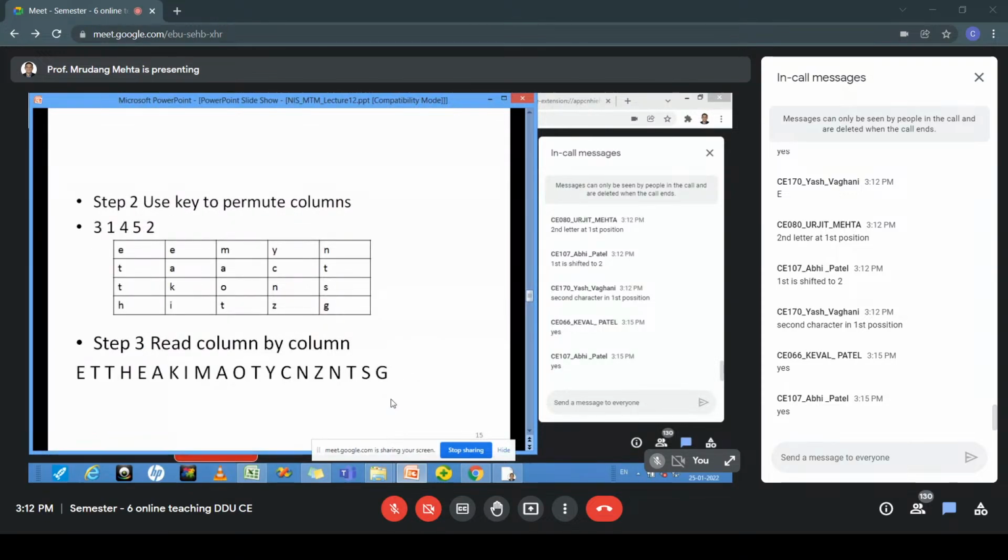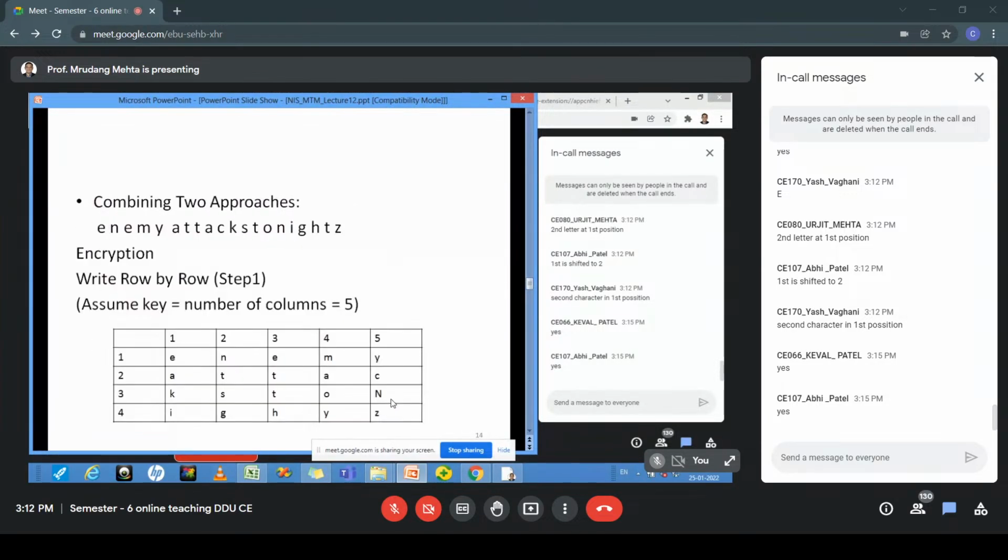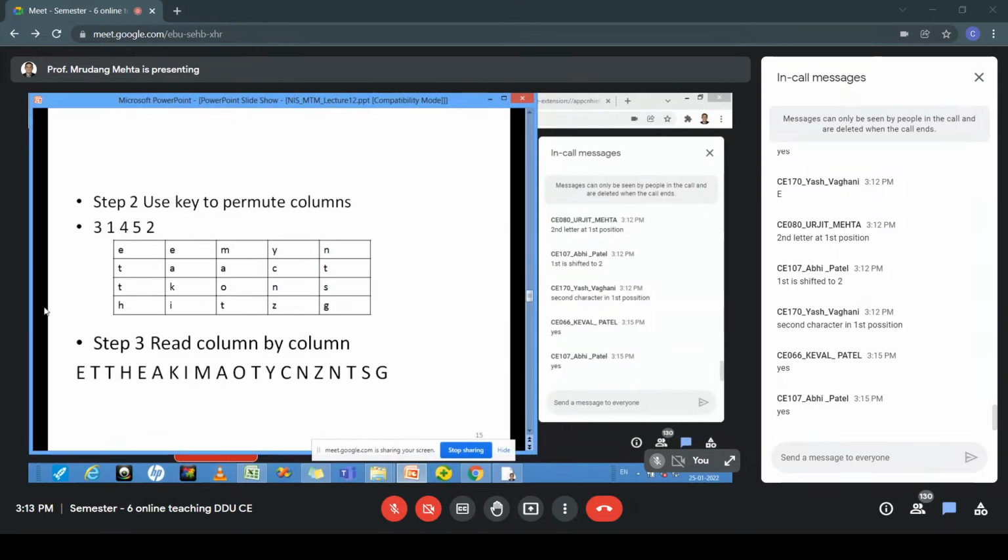The second step is to use a key to permute the columns. First we write in rows by fixing the number of columns. Then we take a permutation as a key to permute this text, and then we read it column by column. So it is a combination of two approaches. Is that clear? Combination.